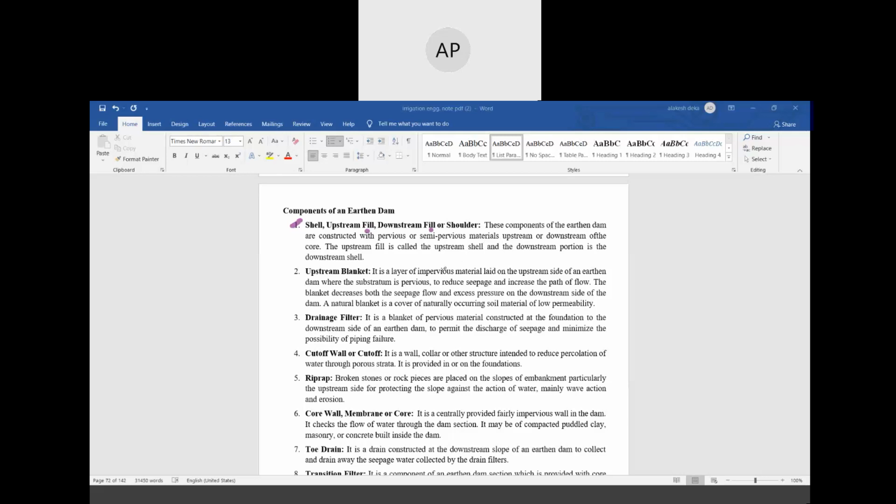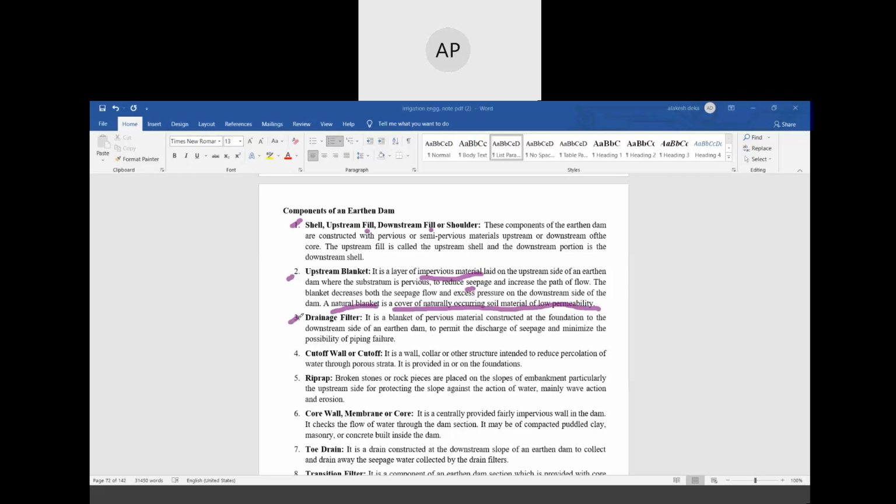Upstream blanket. It is a layer of impervious material laid on the upstream side of an earthen dam where the substratum is pervious. To reduce seepage and increase the path of flow, the blanket decreases both the seepage flow and excess pressure on the downstream side. A natural blanket is a cover of naturally occurring soil material of low permeability.